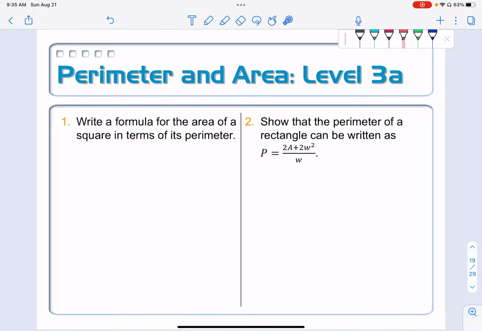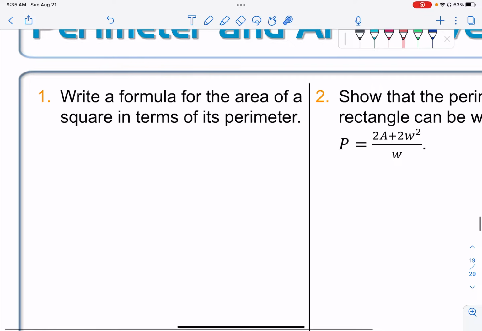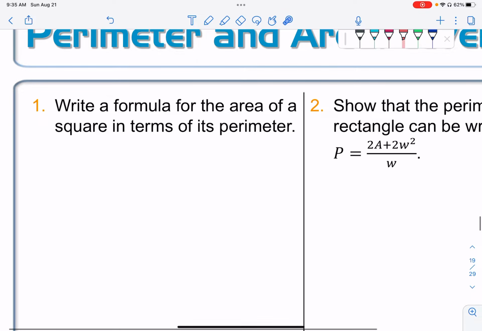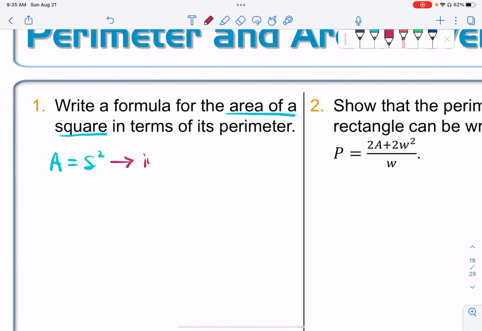All right, let's see how you did on this first question where we are rewriting a formula in terms of some slightly different variable than what is usual. On number one, write a formula for the area of a square in terms of its perimeter. Okay, so I want to start with what it asked me to write, which is a formula for the area of a square. The traditional area of a square formula is just side squared, which is in terms of its side length. You need to know the side length in order to calculate the area of that square in terms of S.